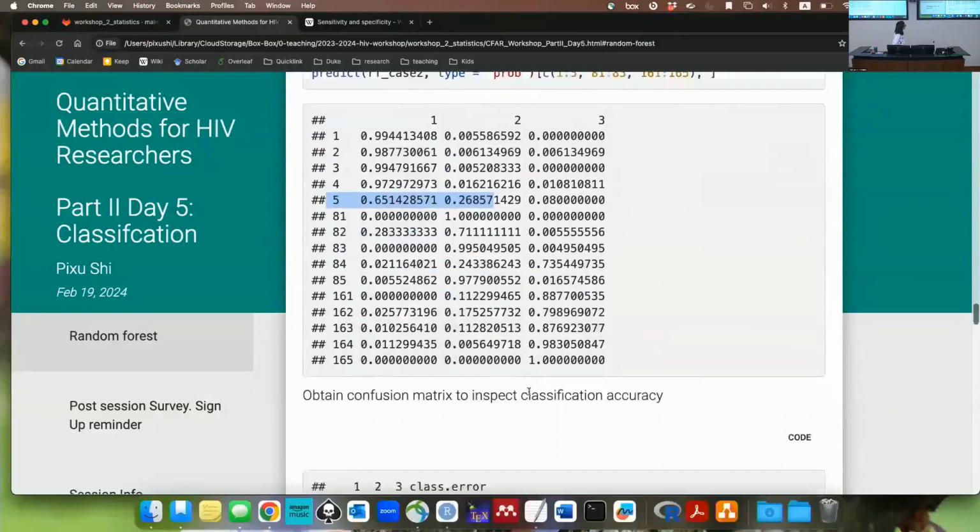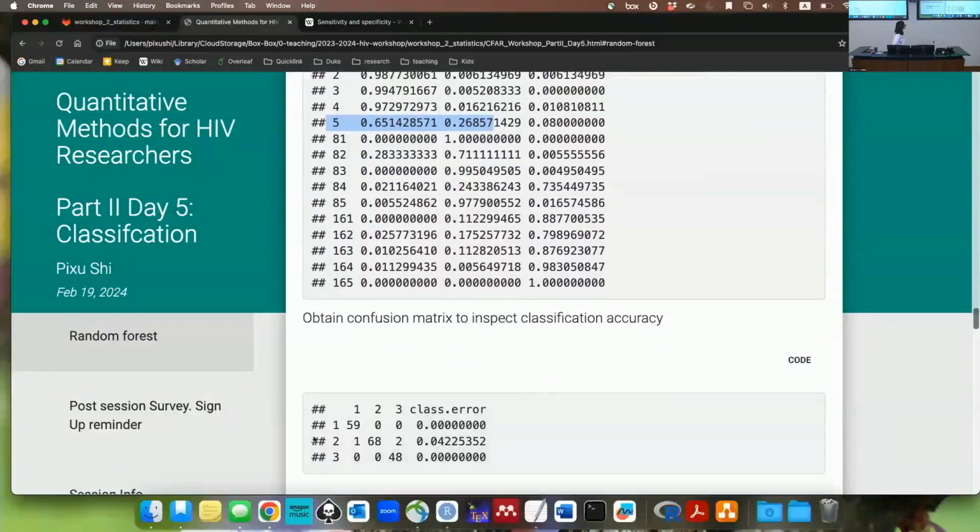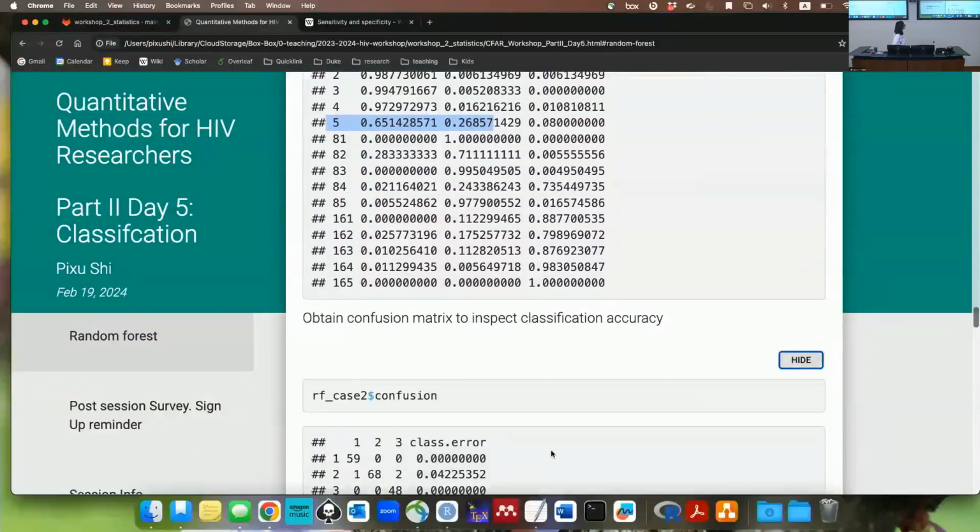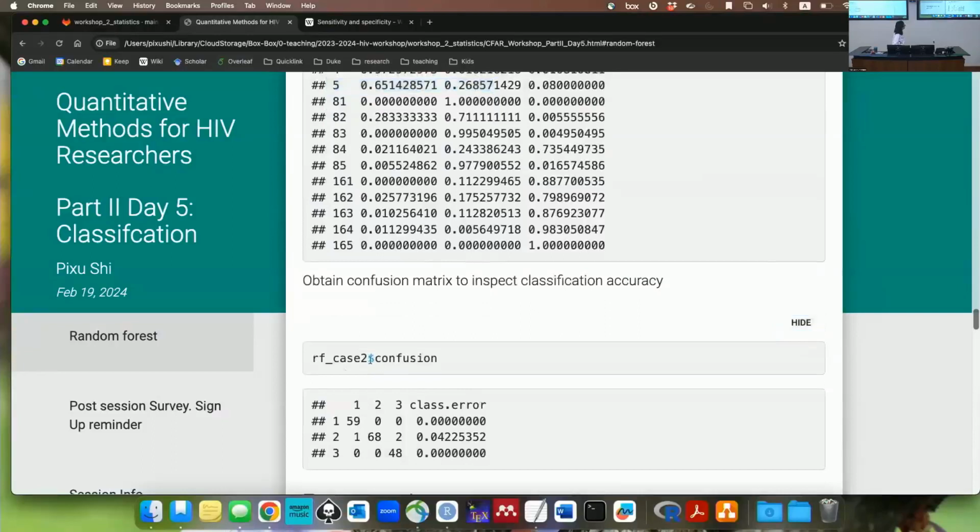1. And you can obtain the confusion matrix from classification using this dollar sign confusion, and it will help you understand which category it is doing well on and which category it is doing worse on.